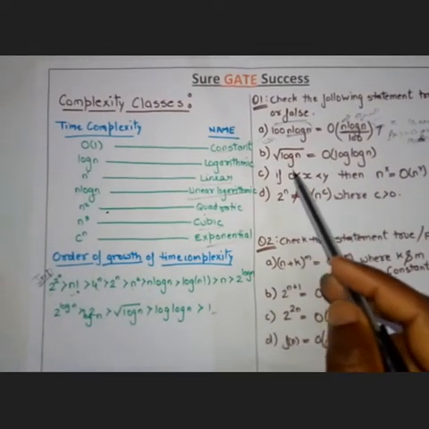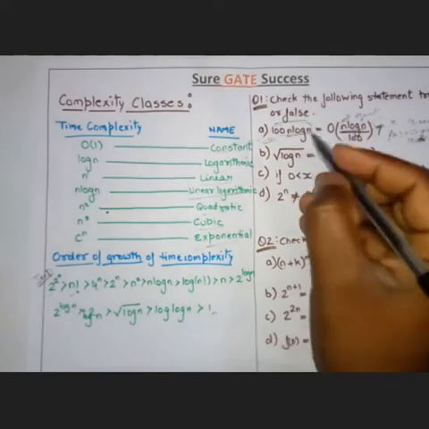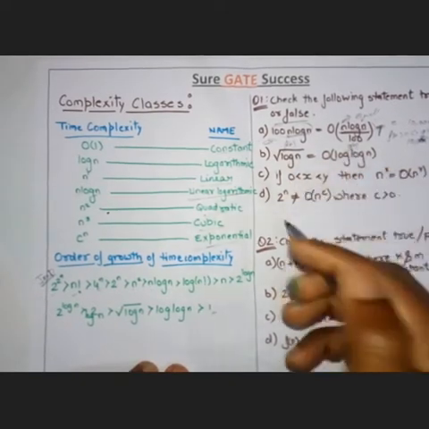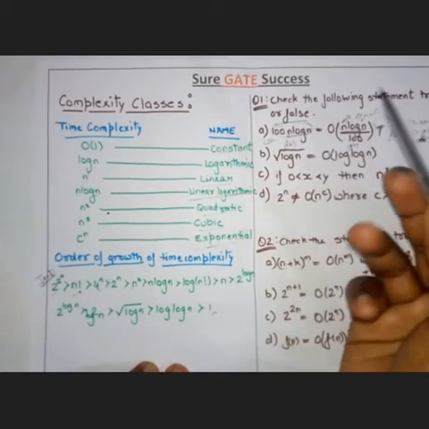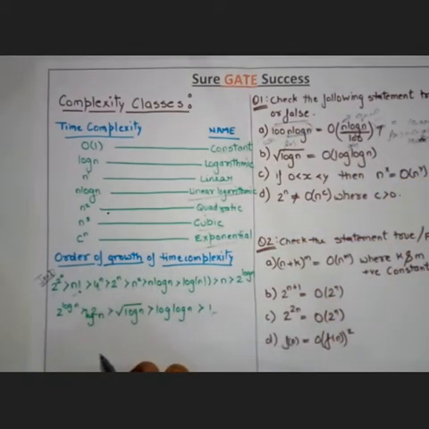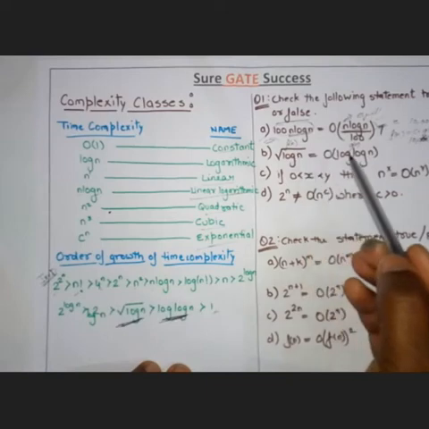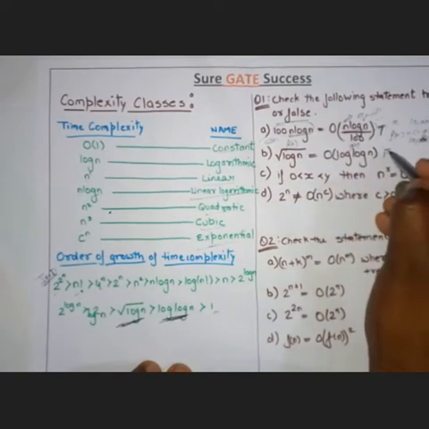And the second one is root log n is equal to order of log n. So it is f of n, it is g of n, and what will be the condition of big O? That f of n has to be smaller than g of n. Come back to the order of growth. Here log n is greater than root log n. But what has to be there? The root log n has to be smaller than this to follow this condition. That means it is also false.